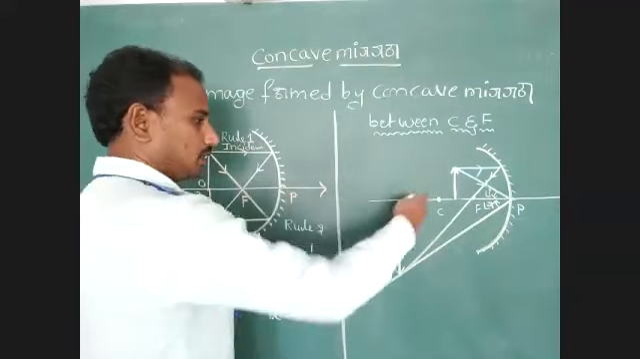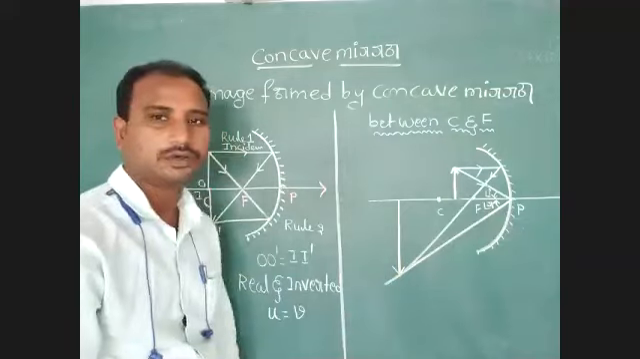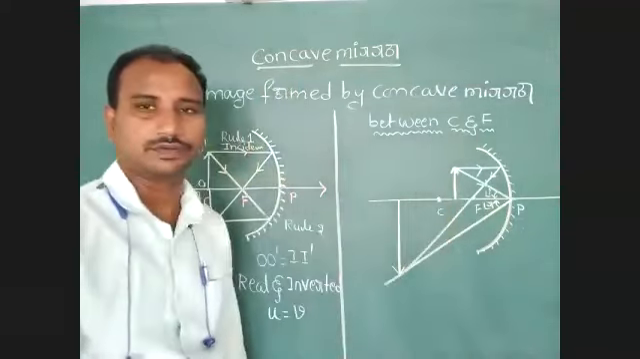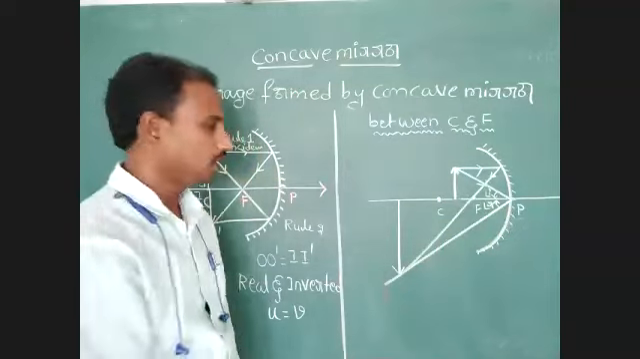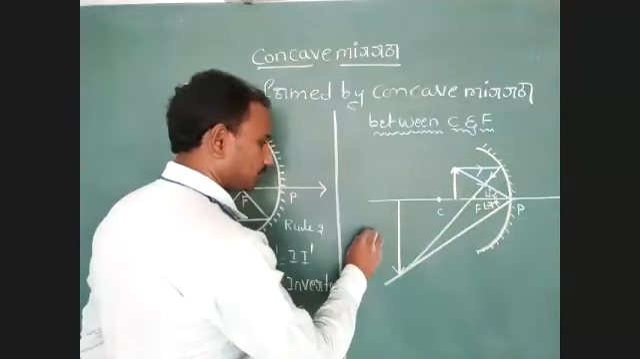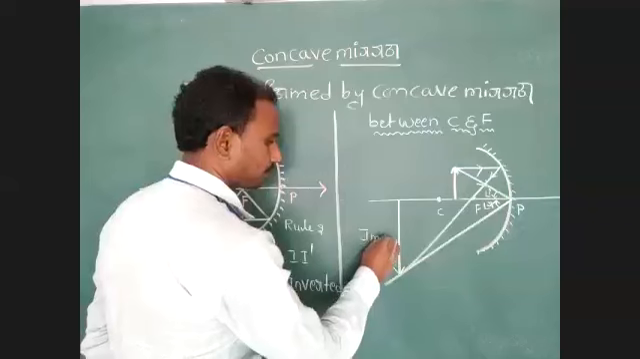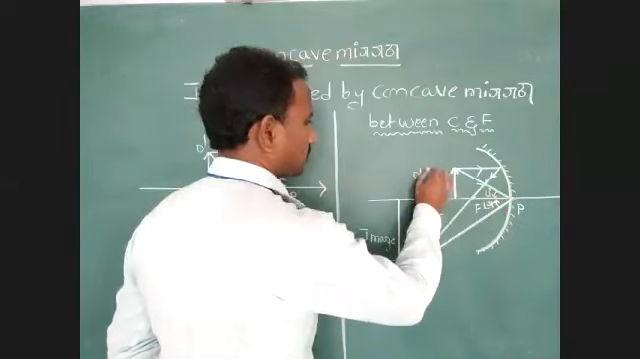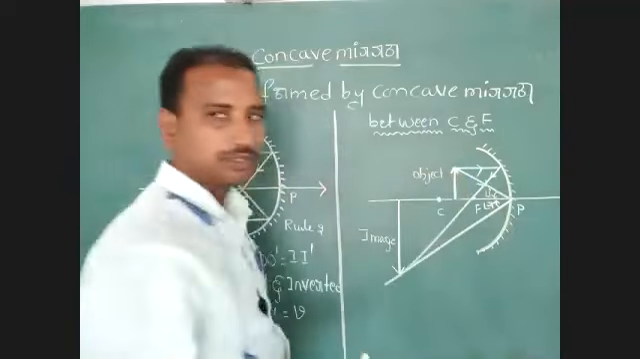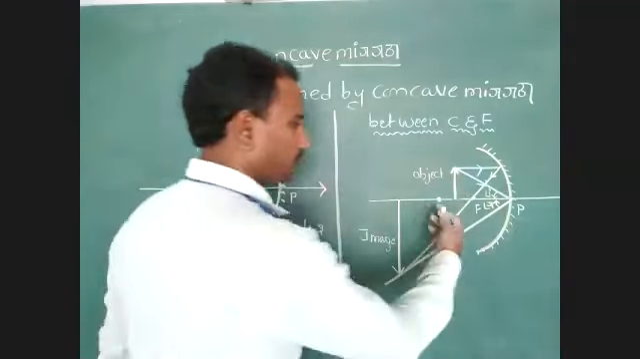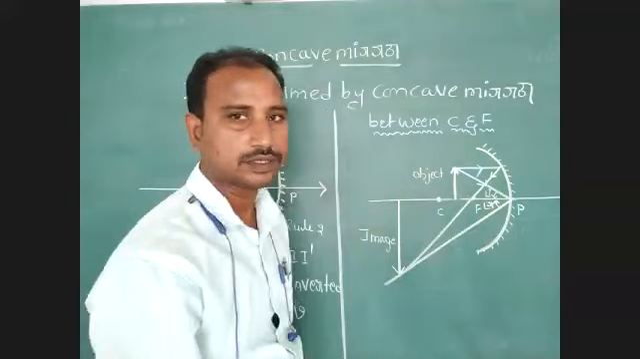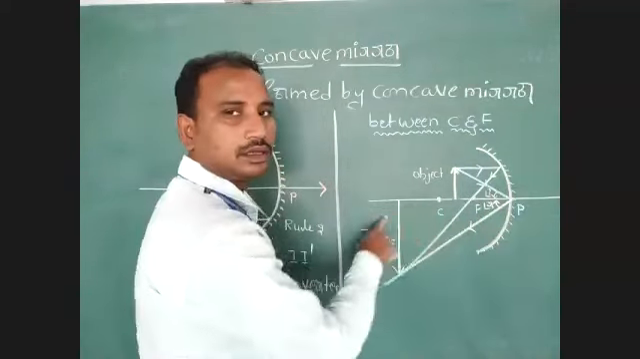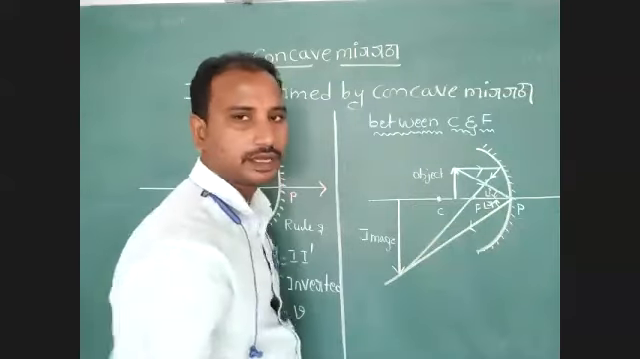Here you have to identify the position of the image. We can consider the position of the image in front of the center of curvature. Here you can identify the image. It is the image. It is the object. The position of the object we consider between the center of curvature and the principal focus, but the image is formed after the center of curvature.